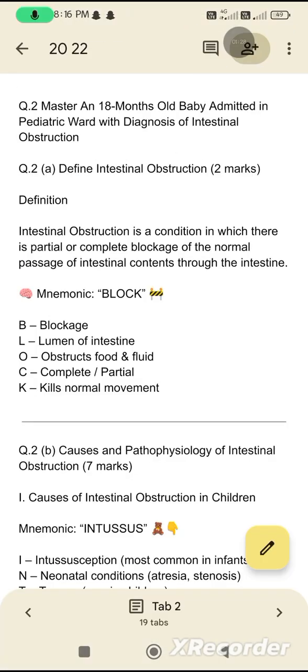Here is question 2, in which situation is giving intestinal obstruction. You can learn the definition of intestinal obstruction by the word block. Blockage, lumen of intestine, obstructs food and fluid, complete, partial, kills normal movements.